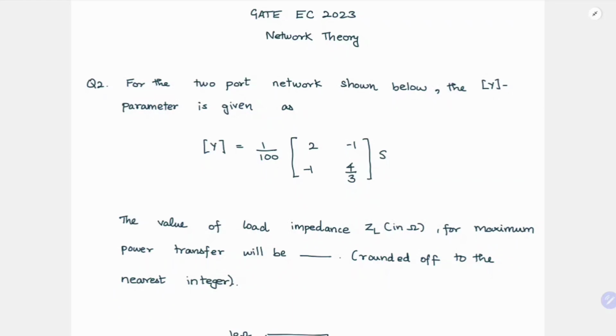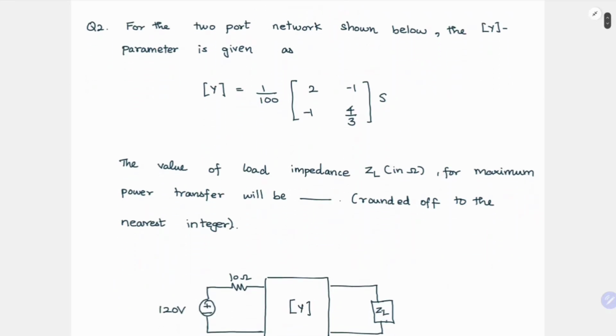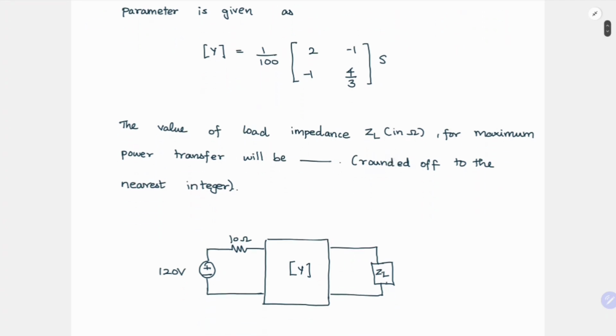Hello guys, in this video let us take a look at a question from network theory in GATE EC 2023. For the two-port network shown below, the y parameter is given as y equals 1 by 100 times [2, -1; -1, 4/3] Siemens, the unit for admittance. The value of load impedance ZL in ohms, for maximum power transfer will be dash, round it off to the nearest integer.